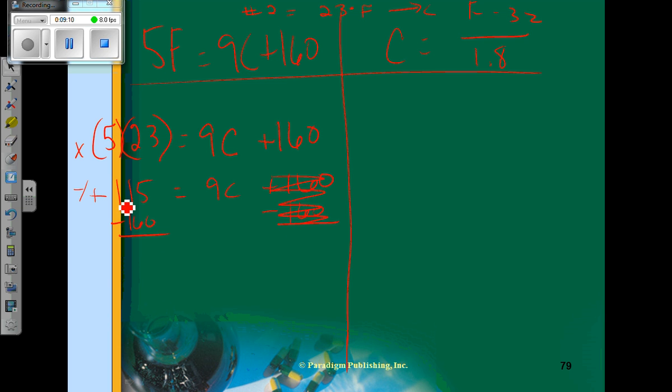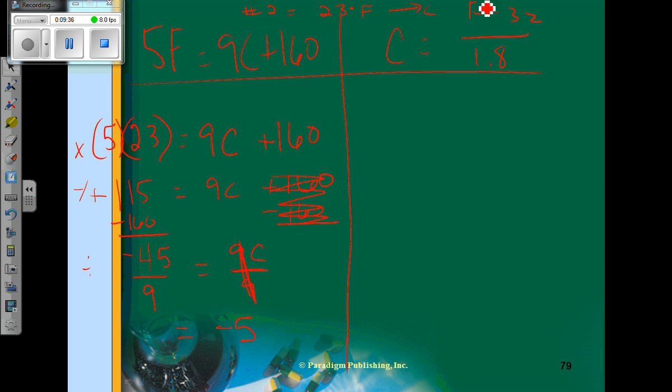So then you have 115 minus 160 equals negative 45. Then you have 9C, so negative 45 equals 9C, and because you have the 9C, you're going to do your division. That's why you're dividing each side by 9. Then negative 45 divided by 9 equals negative 5.